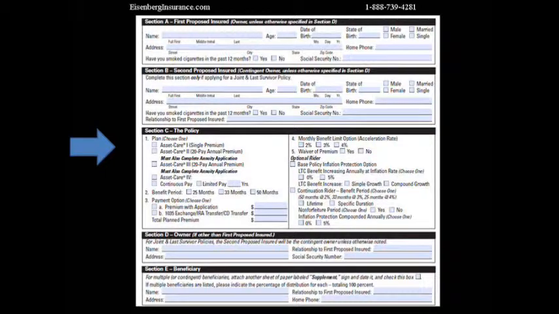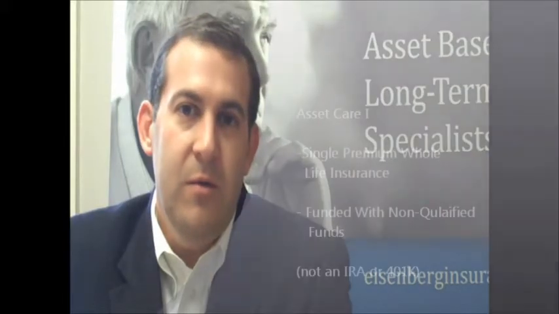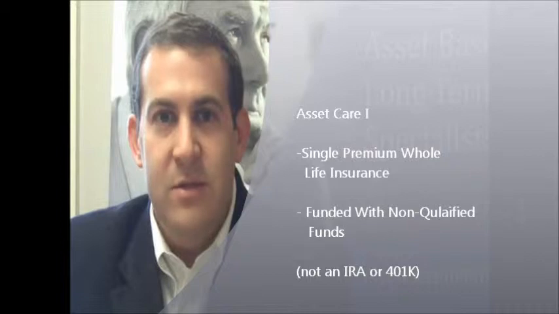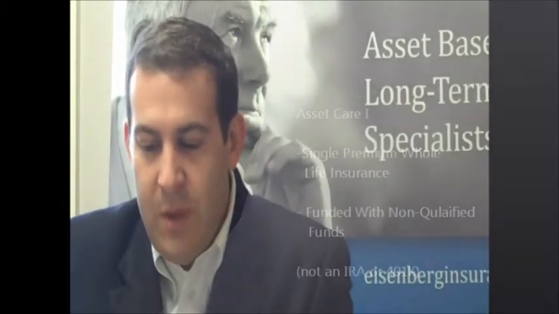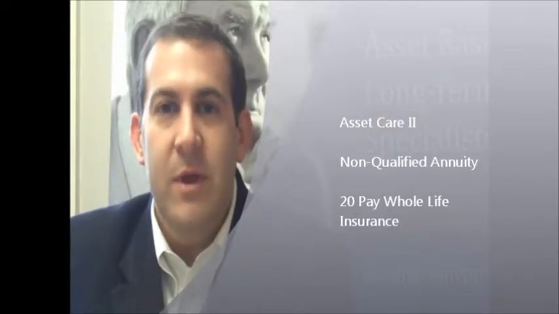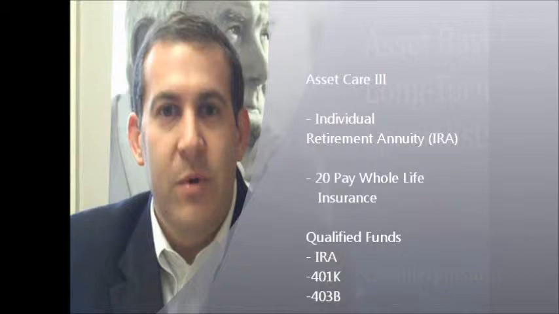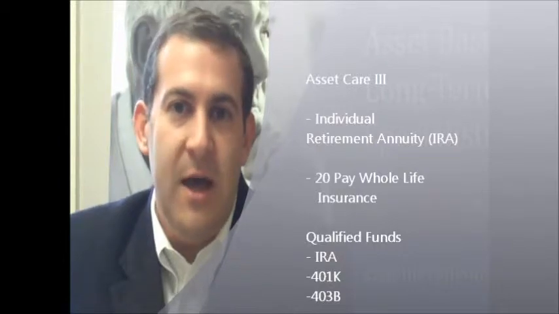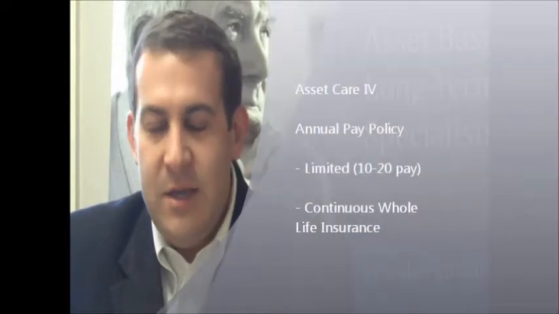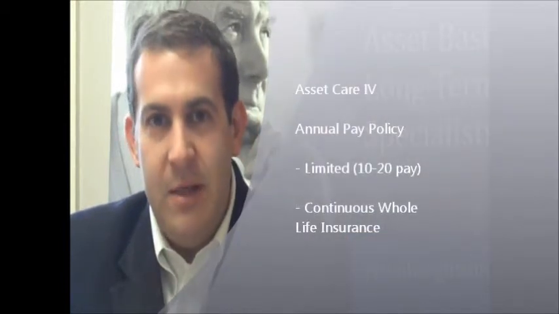The specifics include the type of Asset Care policy, either Asset Care 1, which is a single premium policy being funded with non-qualified funds, Asset Care 2, which is a 20-pay policy utilizing a non-qualified annuity. Asset Care 3 is when we fund the plan with a qualified fund such as an IRA, 401k, or a 403b. And Asset Care 4 is an annual pay policy.